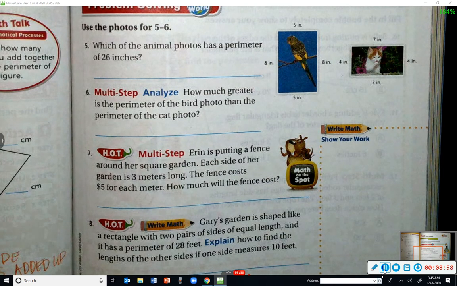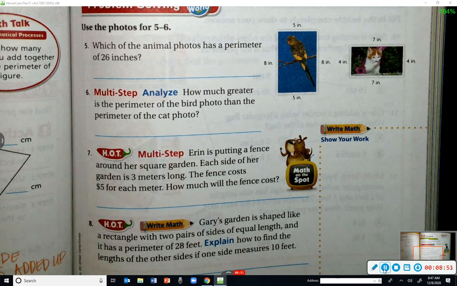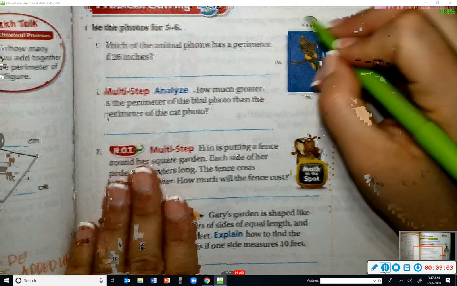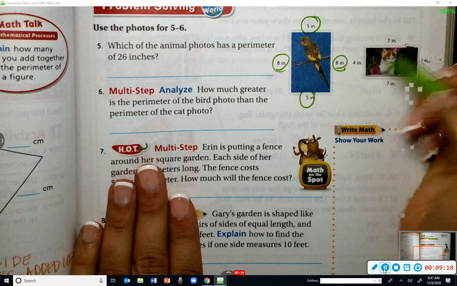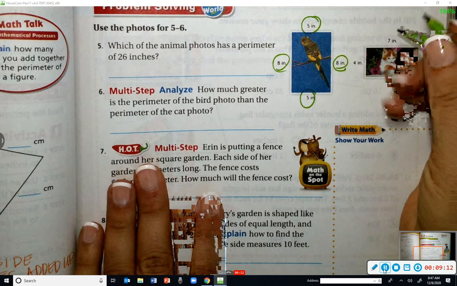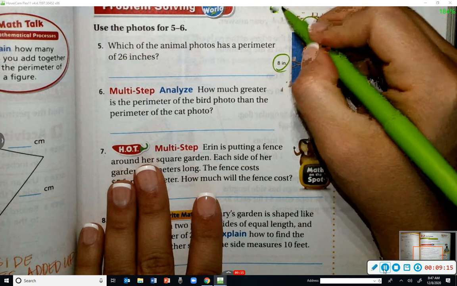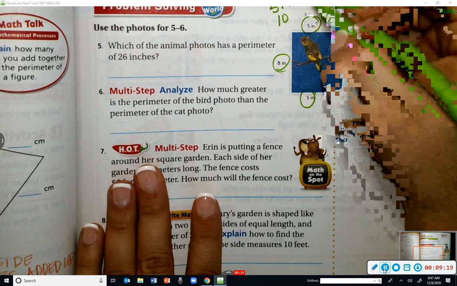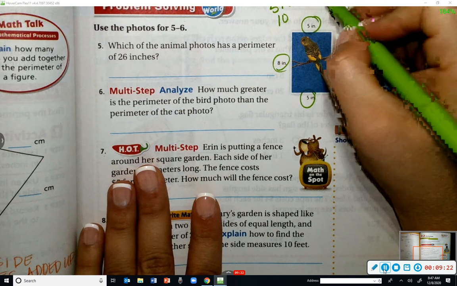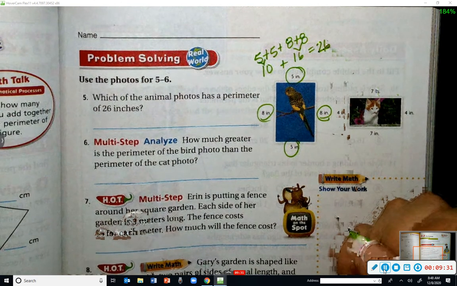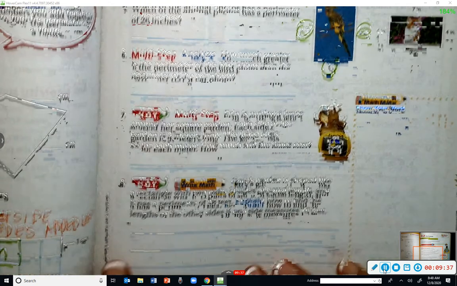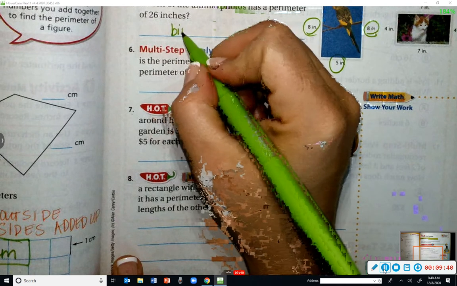Okay, so what was your answer, class? The bird picture. The bird picture had a perimeter of 26. So what's 5 plus 5? 10. 8 plus 8? 16. So 5 was 10, plus 8 was 16. And what's 10 plus 16? 26. Good. So you were correct. The parrot or the bird. It's not a parrot. That is something else. Okay. But bird photo.